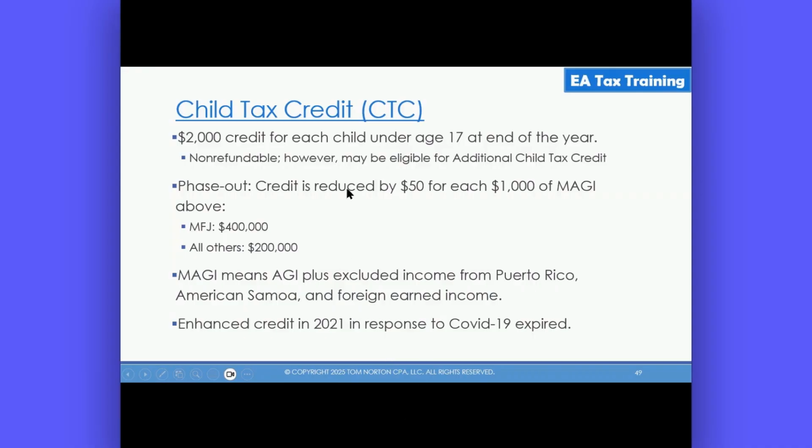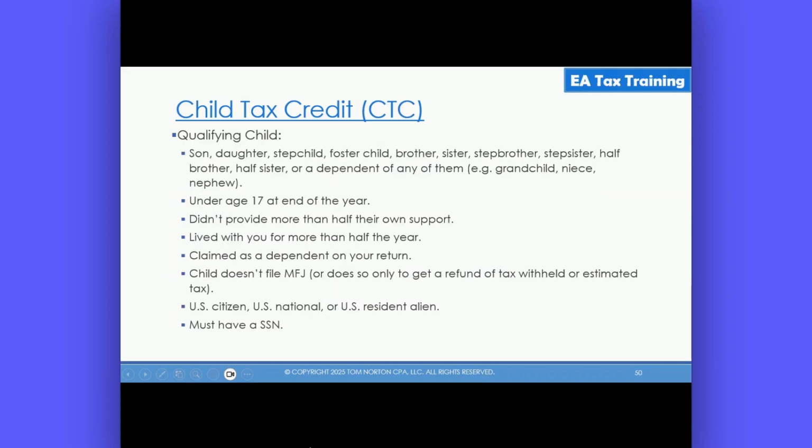So this credit is for anyone who is a qualifying child. So what do we mean by a qualifying child? This is going to be similar to other qualifications that we've seen. They have to be a child, son, daughter, stepchild, etc., or they could be a brother or sister or a descendant of any of them, such as a grandchild, niece, nephew, etc. They again have to be under age 17 at the end of the year. They don't provide more than half of their own support. They lived with you for more than half the year. They are claimed as a dependent on your tax return.